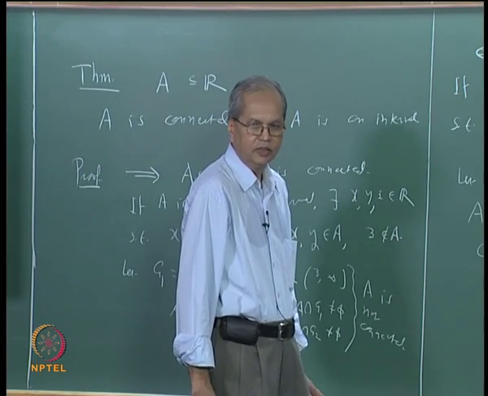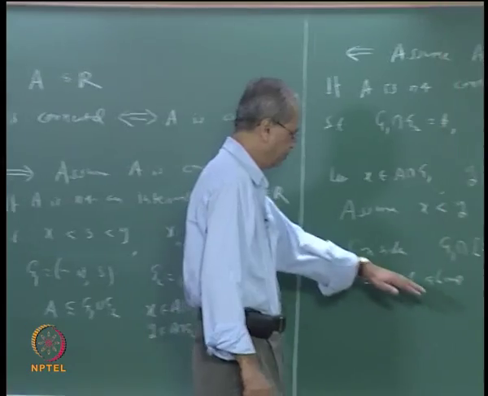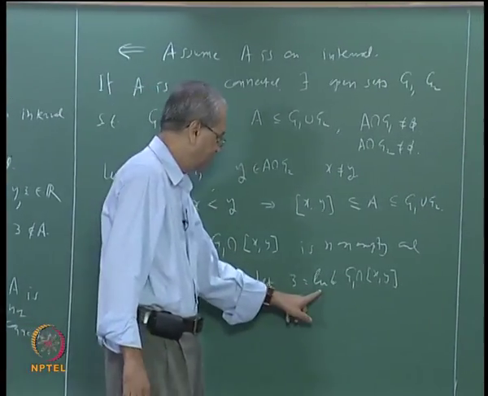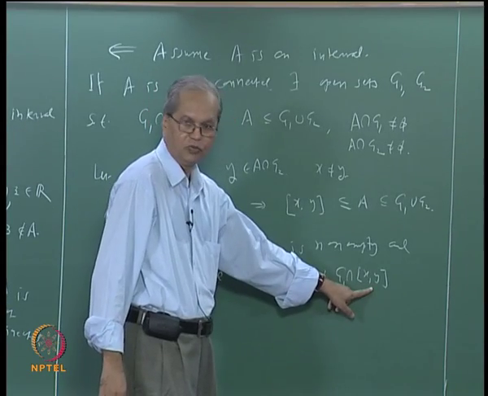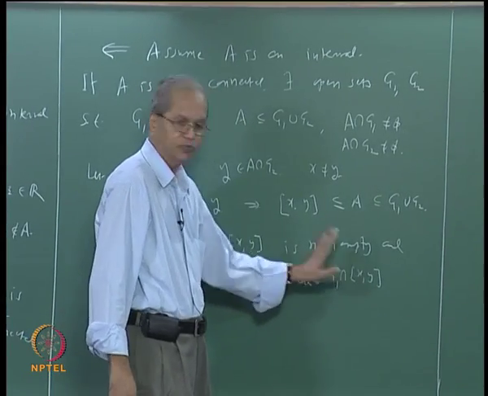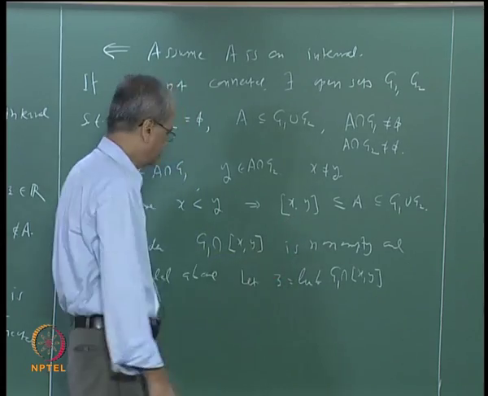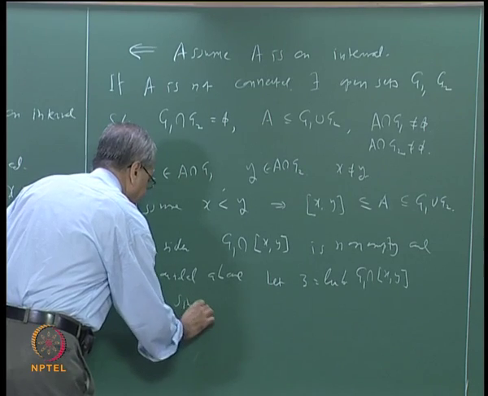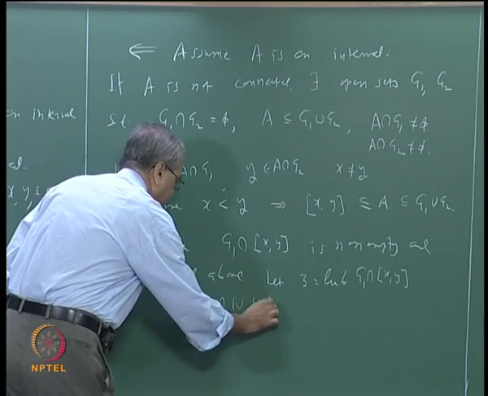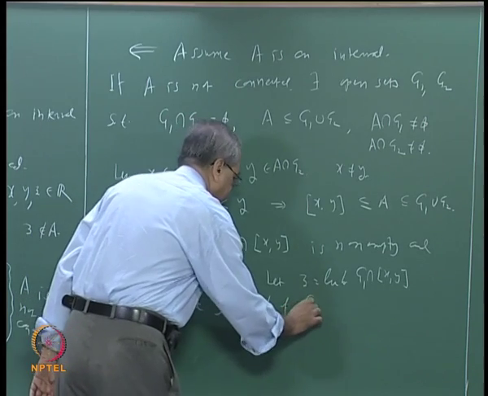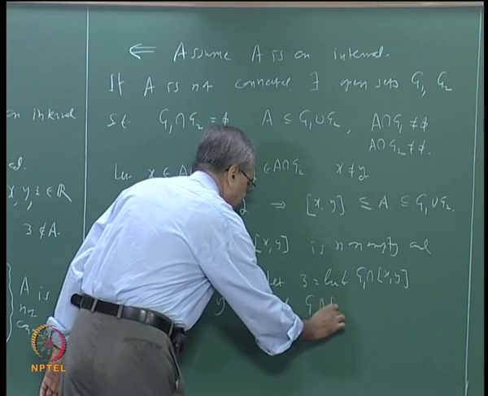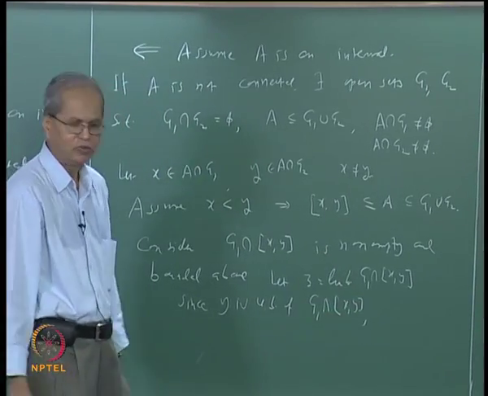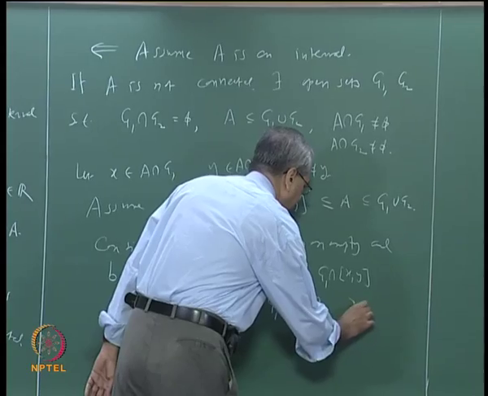In fact the crux of the proof is on that. First of all, Z is the least upper bound, and Y is an upper bound, so Z must be less than or equal to Y. Z is the LUB since Y is an upper bound of this set G1 intersection XY. Every upper bound must be bigger than or equal to the least upper bound. So Z is less than or equal to Y.